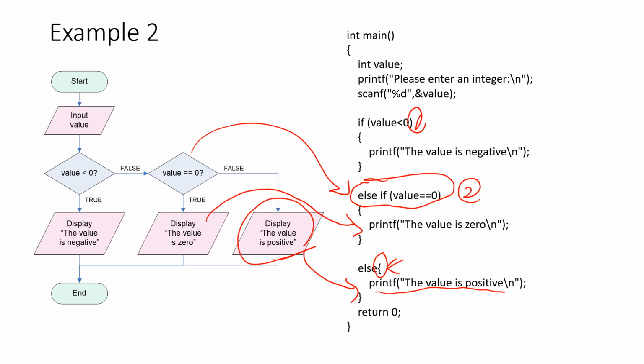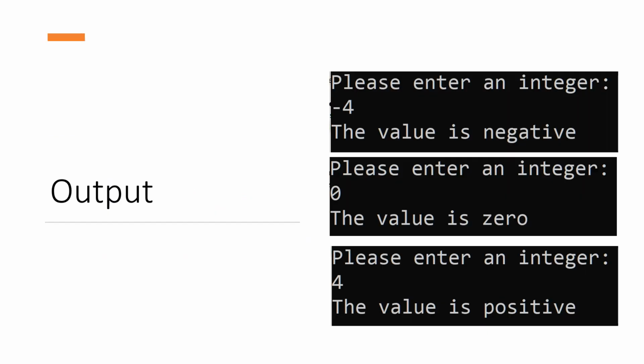Let's look at the output of this program. Now, for this particular program, our program has improved. First, it checks whether it's negative or not. If I enter -4, then the value is negative. If I enter 0, the value is 0. And if I enter a positive number, it can detect that the value is positive. Okay, so that's how we do if, else statements.